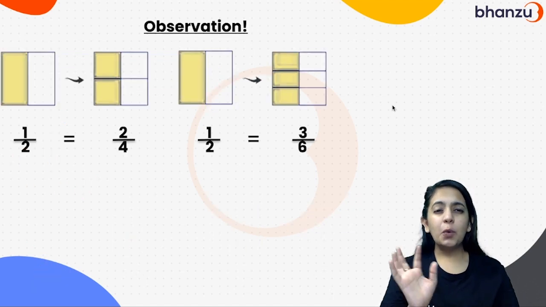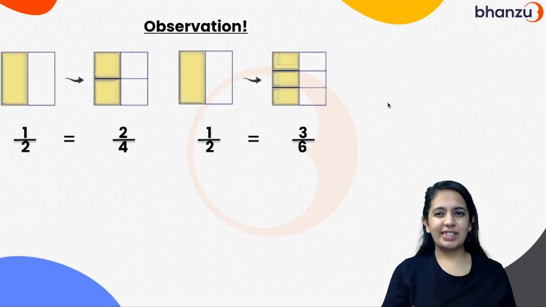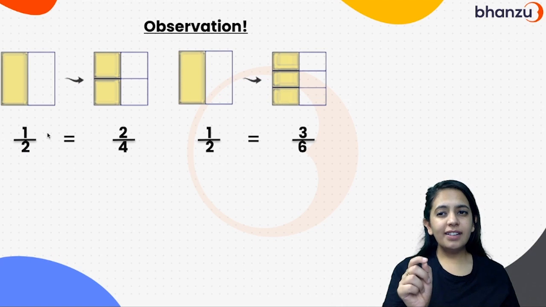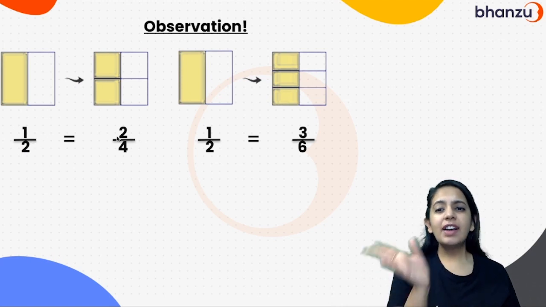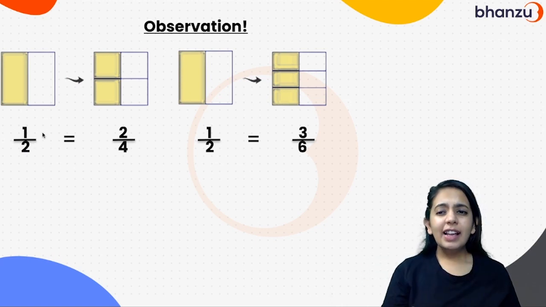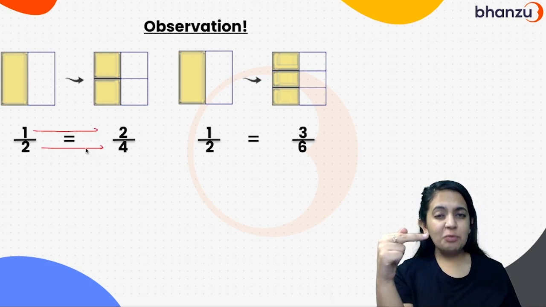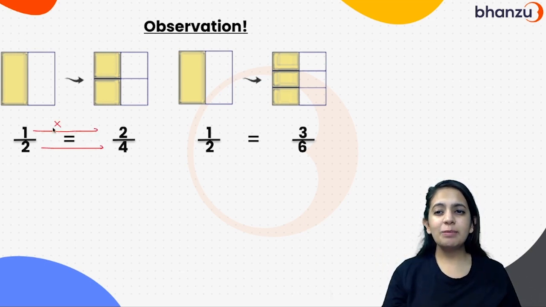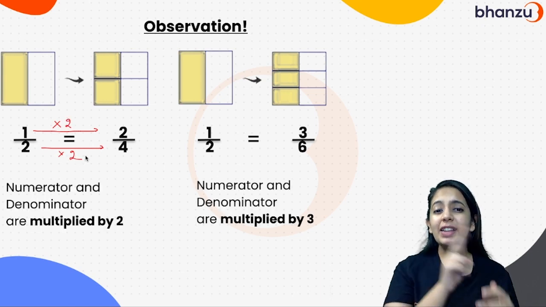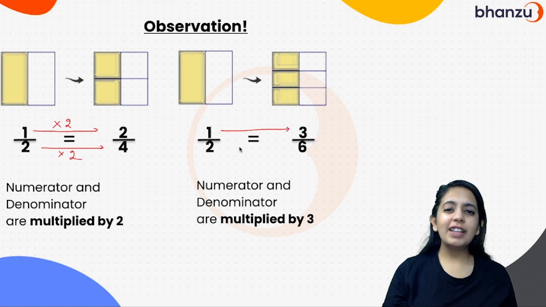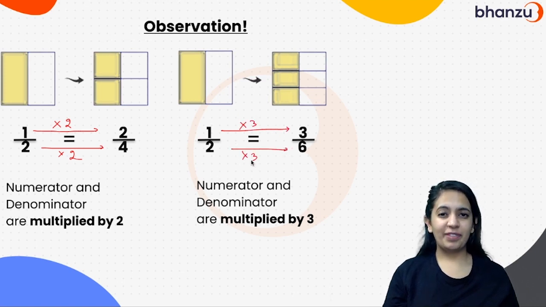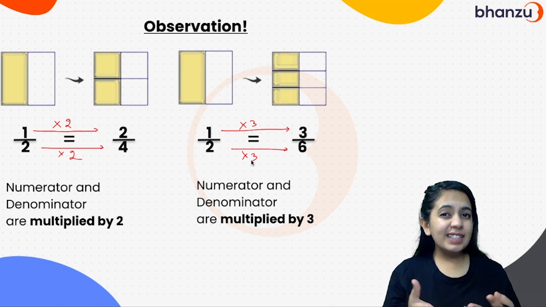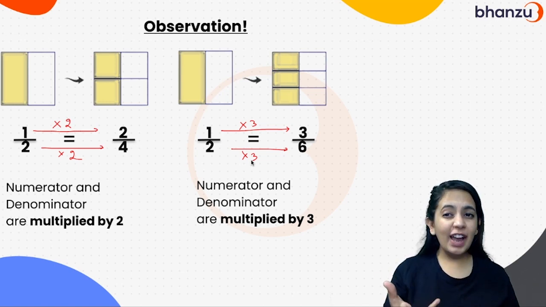Now for that, we have to do some observation. Here, I wonder how 1/2 has become 2/4. If you observe, here 1 and 2, both the numerator and the denominator are multiplied by the same number 2. And in the other part, the numerator and the denominator both are multiplied by 3. So maybe that's the reason they are such similar fractions.